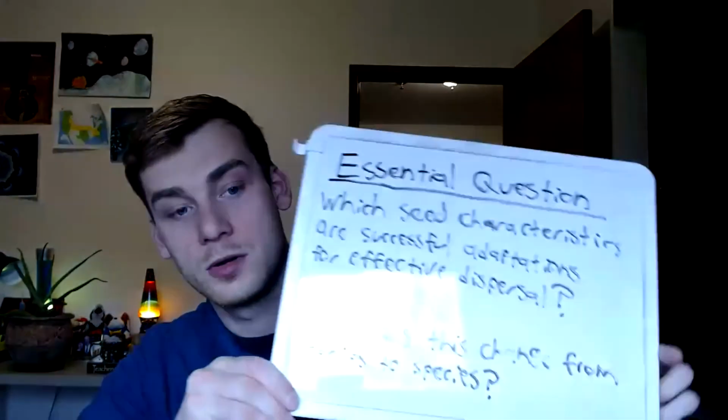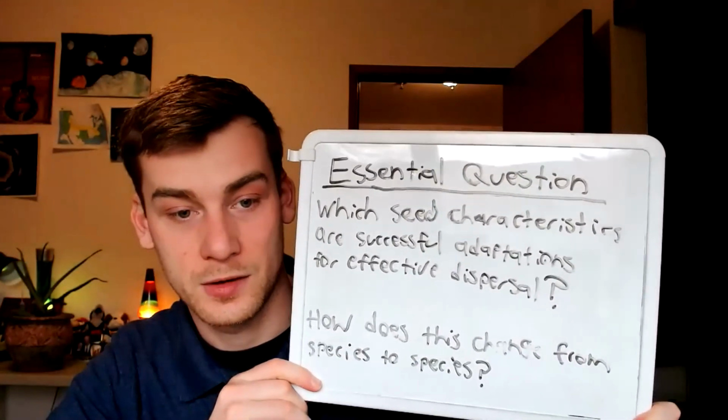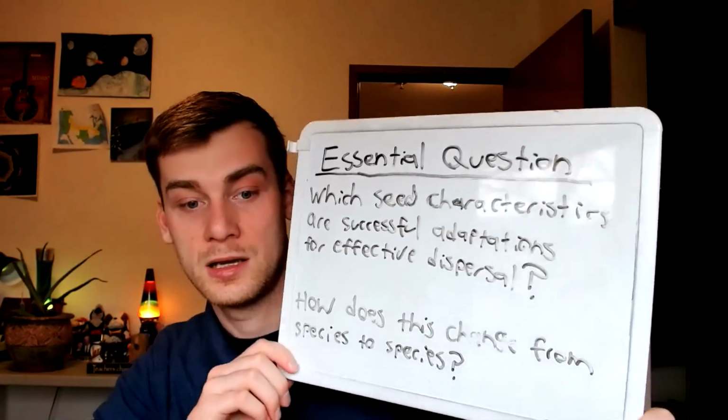I am going to go over just one more time the essential questions that are anchoring us for this unit. Okay, so remember, which seed characteristics are successful adaptations for effective dispersal, and how does this change from species to species? And as we recall, as we learned, the 3 major types of seed dispersal are air, water, and animals. Okay.